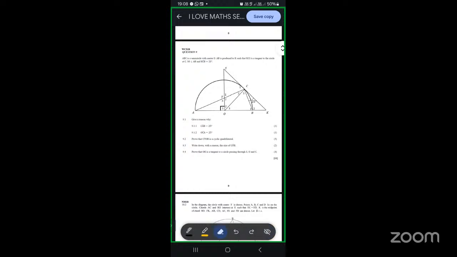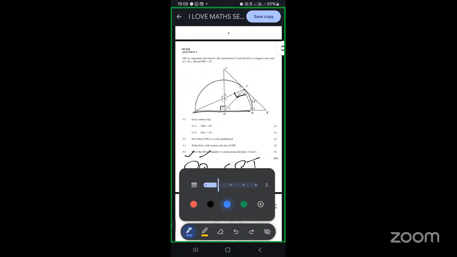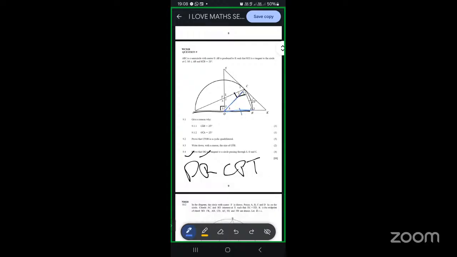My technique, as usual, is DRCPT. There exists a diameter, this one, therefore this angle is 90 degrees. We are done with that. Then the radius: we've got this radius here and this one, and they are equal radii. This implies that this angle will be equal to that angle. We also have this radius here and that one. They are equal, so this angle will be equal to that angle.